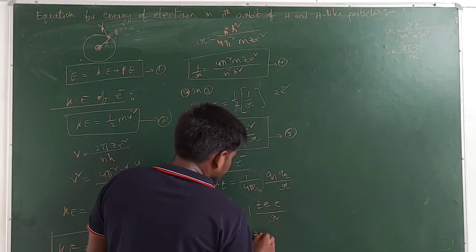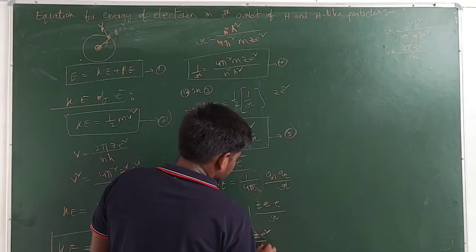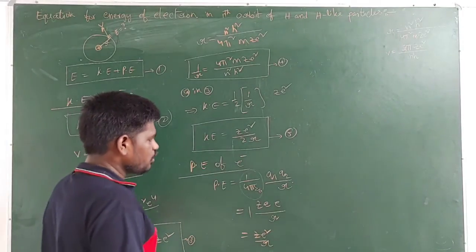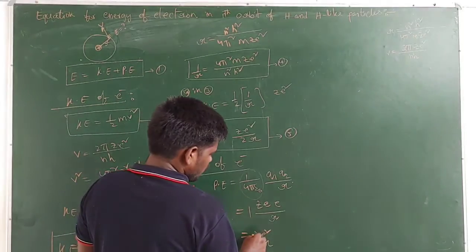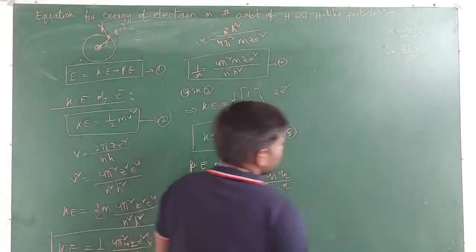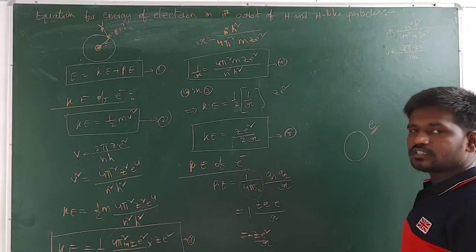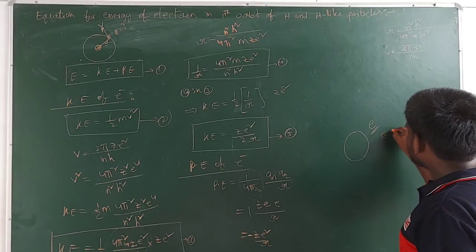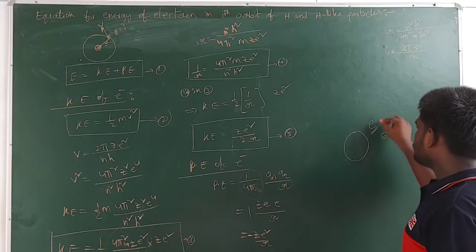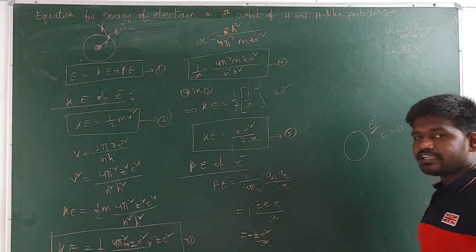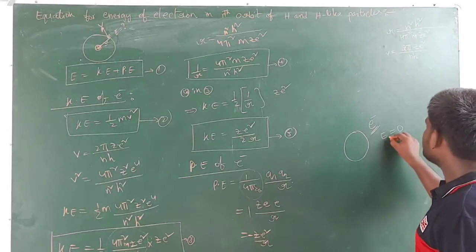So this one you can write like this, Ze square by R. So guys, here I want to take minus Z, because whenever an electron is present outside of the atom, it has a maximum energy. That maximum energy is equal to 0. When an electron is present outside of the atom, it contains maximum energy, and that maximum energy is 0.